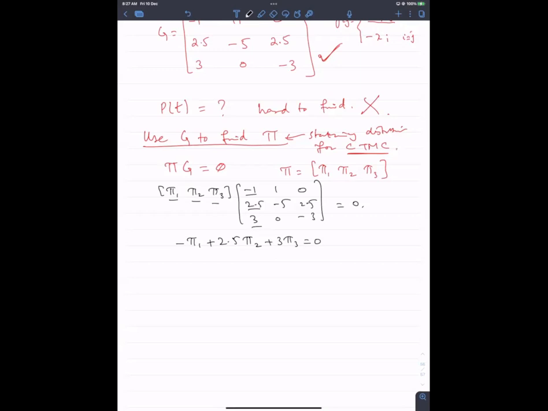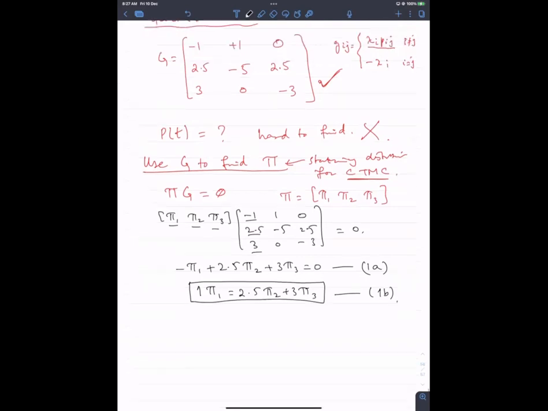Okay. Let me just call it equation 1a. And let me manipulate it a little bit. And by manipulating, I get 1 times pi 1 is equal to 2.5 times pi 2 plus 3 times pi 3. Okay. So focus on this, and let me call it equation 1b. 1 times pi 1 is equal to 2.5 times pi 2 plus 3 times pi 3.